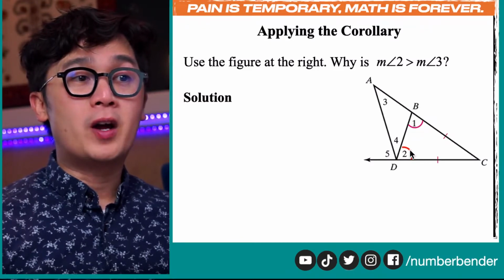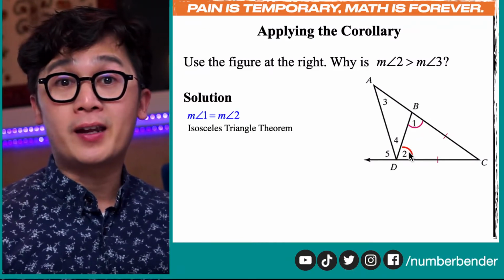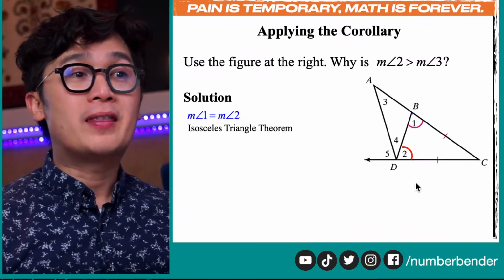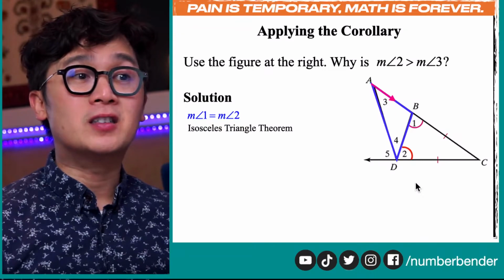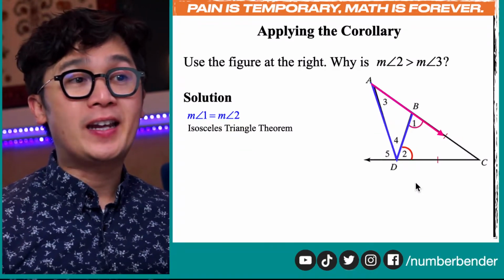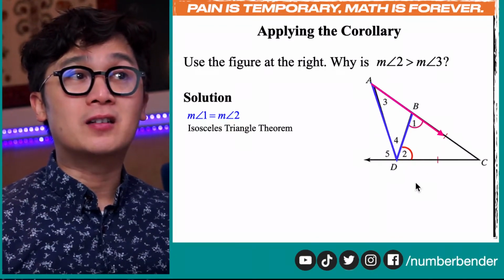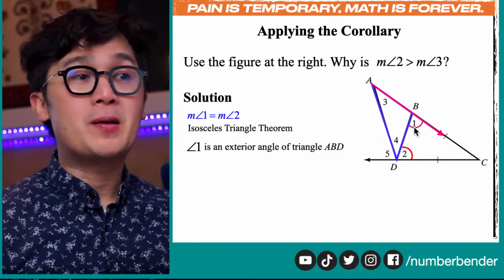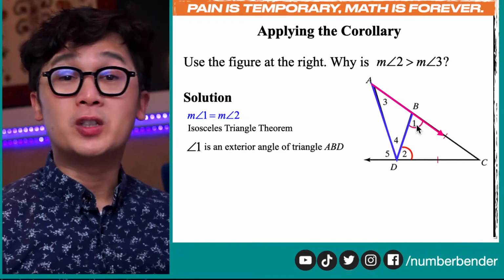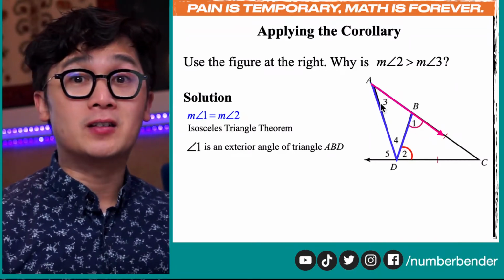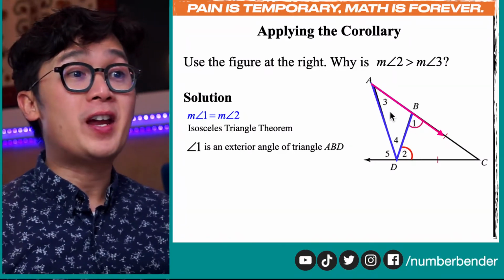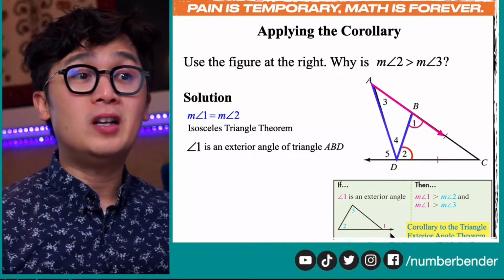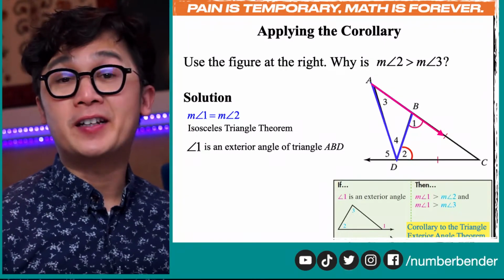And since angle 1 is congruent to angle 2, using the isosceles triangle theorem, we can now show that if we extend this triangle side, we can use the exterior angle of ABD to show that the measurement of angle 1, which is the exterior angle of this triangle associated to the measure of angle 3, is bigger than angle 3 using the corollary of the triangle exterior angle theorem.